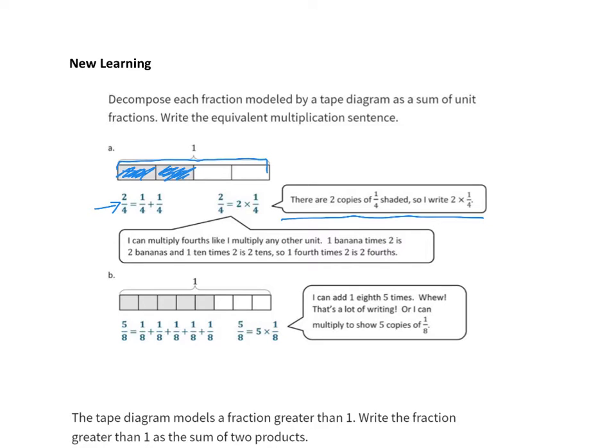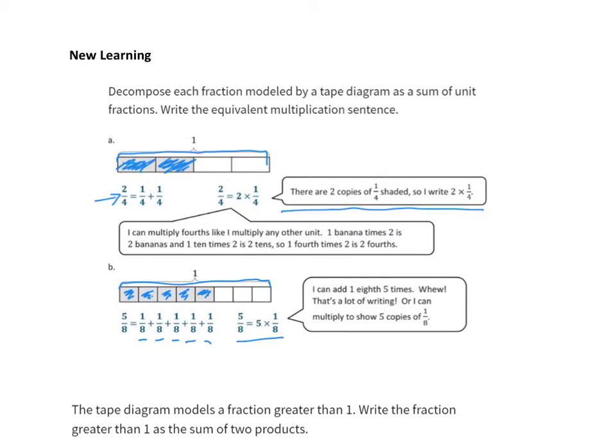Okay? So on B, they have one whole again in this whole tape diagram, and they have 5 out of 8 units shaded in. So they said 5/8 is the same as 1/8 plus 1/8 plus 1/8 plus 1/8 plus 1/8. So that means I have 1, 2, 3, 4, 5 copies of 1/8. So I can also write 5 times 1/8.